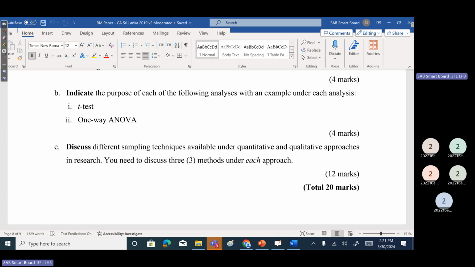Then one-way ANOVA. What's the difference between T-test and one-way ANOVA? In one-way ANOVA, you compare more than two groups. More than two.